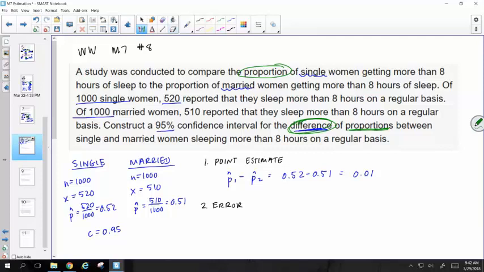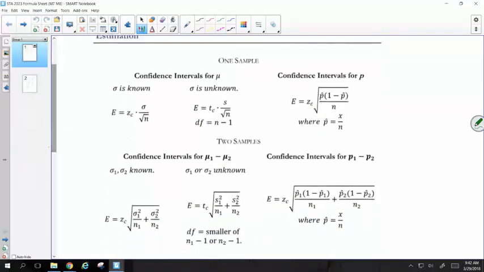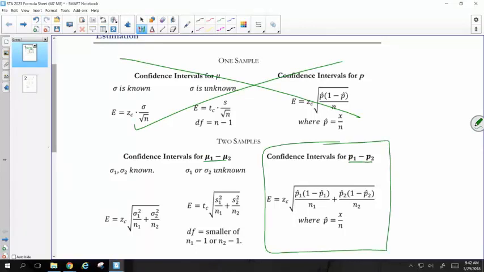All right, margin of error. That's where we have to find the formula in the formula sheet. 1 or 2 samples? 2 samples, so not up here. And then are we estimating the means or the proportions? The proportions. So we have this formula. I'd say this formula looks the scariest of all the formulas we have, so we're going big today.